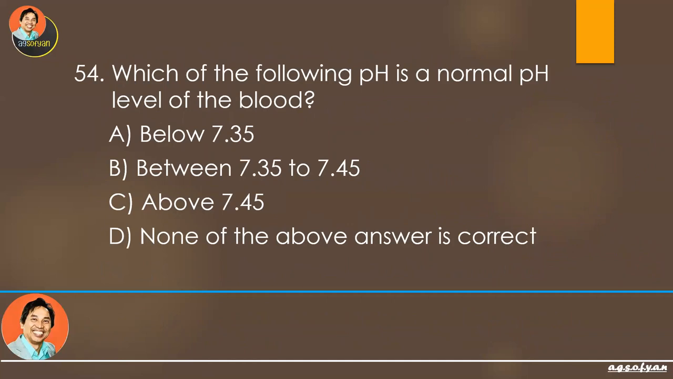Which of the following pH is a normal pH level of the blood? So which one is normal? Normal pH is really, really fixed. It's a very small limit, which is from 7.35 to 7.45 pH. It is close to neutral pH. Remember, pH neutral is 7.0. It is close to neutral, a little bit alkaline. So between 7.35 and 7.45, that's the normal blood pH level.